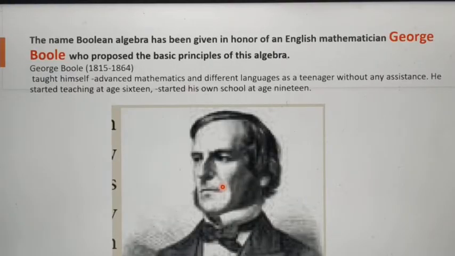See here, he is an English mathematician, George Boole, born in England in a poor family. Due to his poverty, he received only an elementary school education. Despite that, he taught himself highly advanced mathematics and different languages as a teenager without any help or assistance. Then he started teaching at the age of 16 and started his own school at age 19. At that young age itself, he proposed most of the basic principles of algebra.